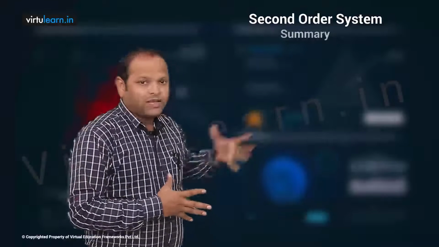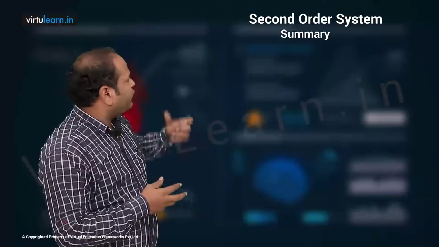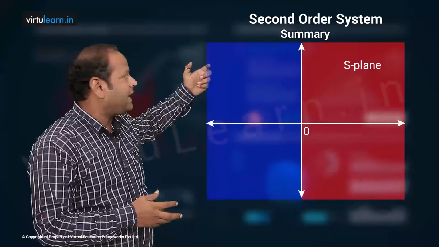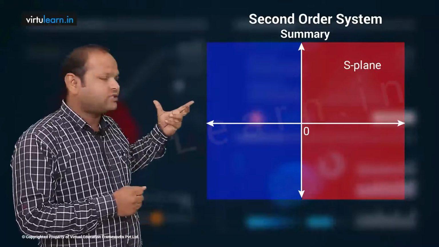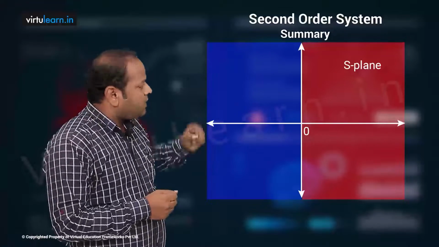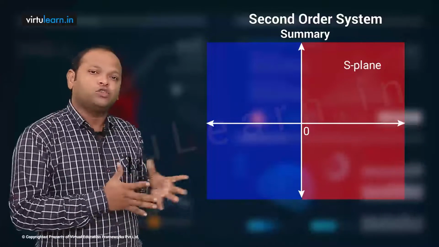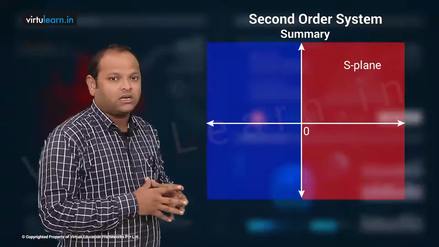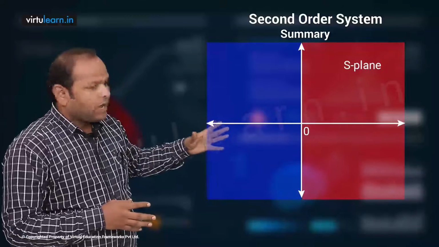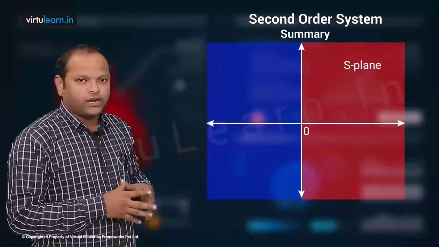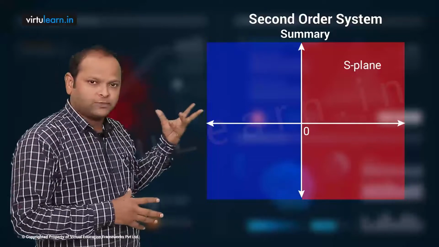We can summarize these four responses. One is zeta is 0, which is called undamped. We have pole locations that are purely imaginary, on the imaginary axis. Now the second case, zeta is in between 0 and 1, the response is underdamped. Then we'll have poles in complex conjugate, especially in the left of the S-plane only.